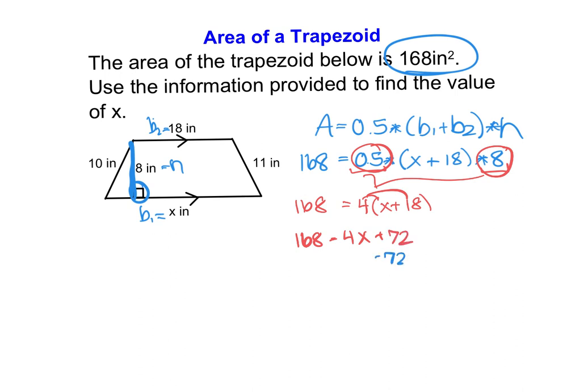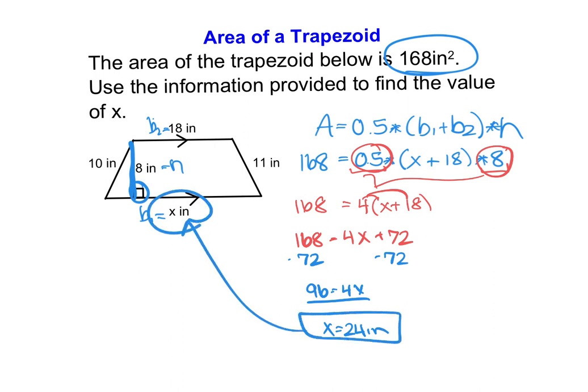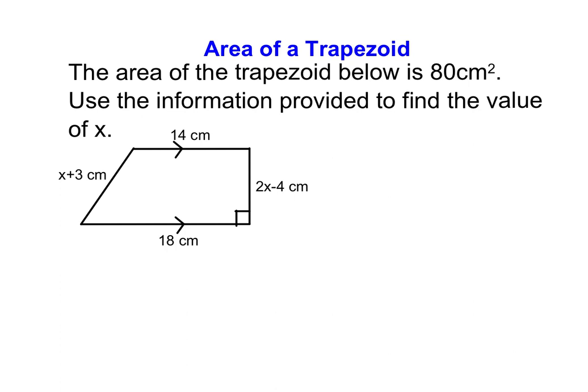I can then subtract 72 from each side. So 168 minus 72 leaves me with 96. And then I can divide that by 4 to find that x is equal to 24 inches. And if I look at my picture, that seems to fit right in. So let's try one more example here.